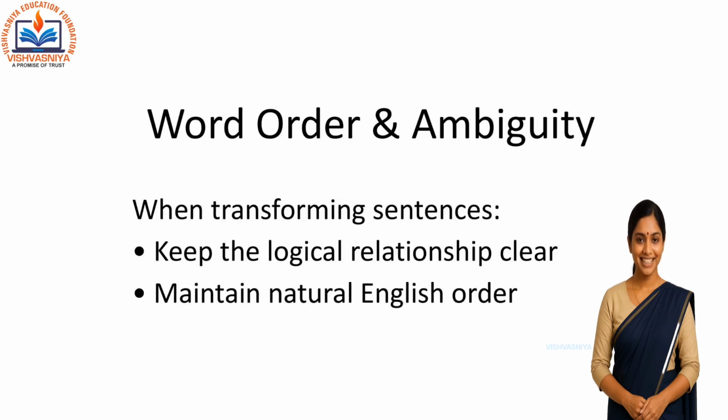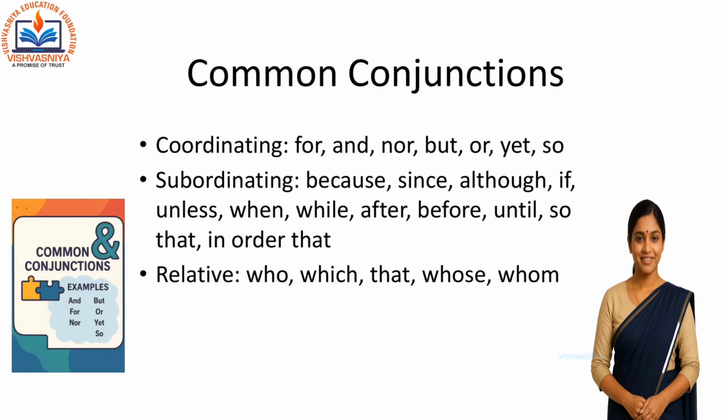When transforming sentences, keep the logical relationship clear; don't create confusion. Maintain the natural English word order for clarity. Coordinating conjunctions: for, and, nor, but, or, yet, so. Subordinating conjunctions: because, since, although, though, if, unless, when, while, after, before, until, so that, in order that. Relative pronouns: who, which, that, whose, whom.